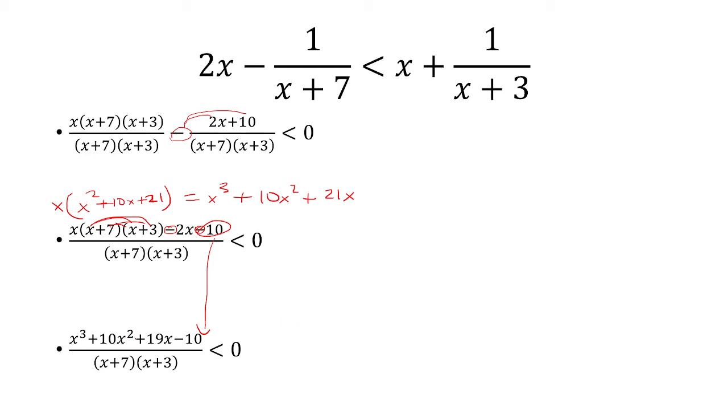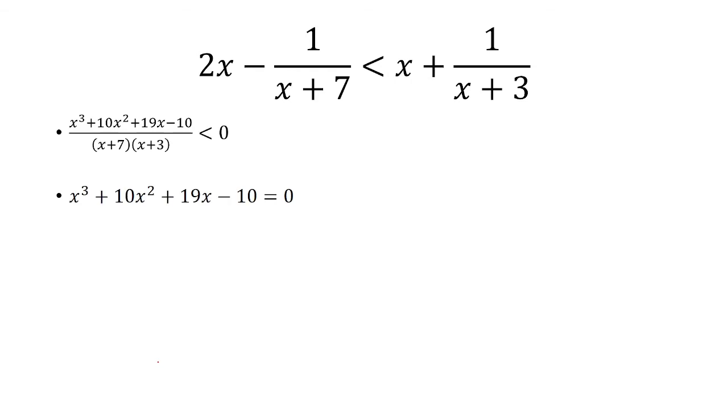Okay. So point being is we got it now under one fraction. And so we want to see when this whole thing is less than 0. So what I did was I first looked at when the top is 0. So when the top is 0, we have x cubed plus 10x squared plus 19x minus 10 is 0. For this one, I would recommend to use a calculator. So you end up with negative 7.145, negative 3.282, and 0.426.